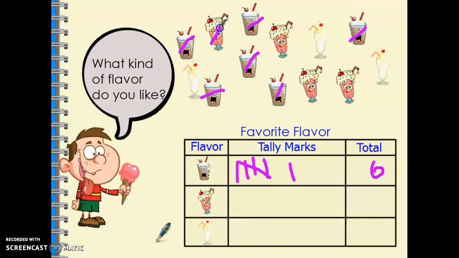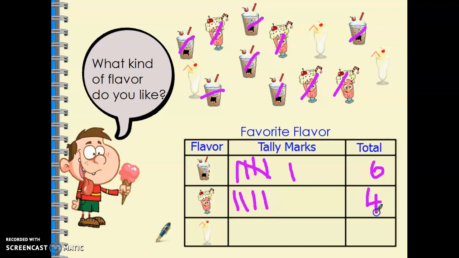Strawberry, we have 1. You can do it one by one if you like. Another one, that would make 2, 3, 4. Okay, 4 votes for the strawberry.